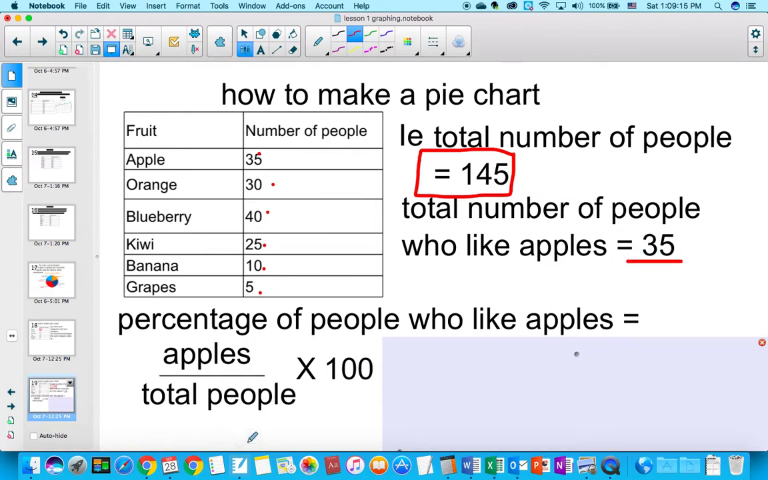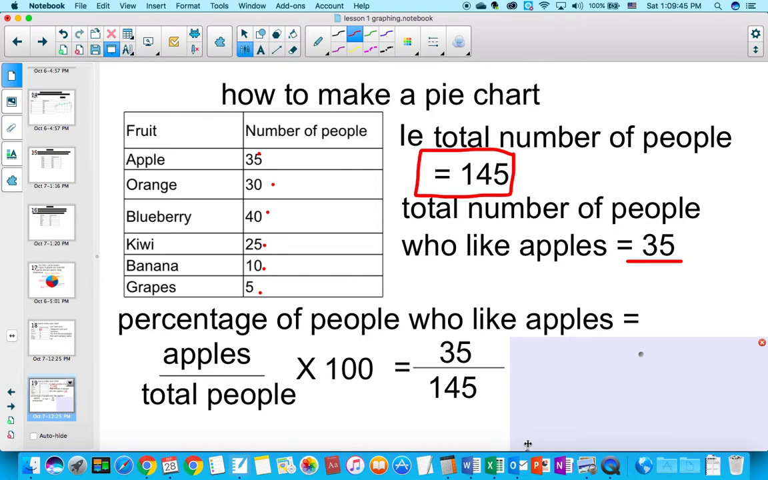So the way you get percentages, again, from probability as well as grade 7 review, is by first making a fraction. The number of people who like apples over the total number of people, times 100. So that's 35 over 145. Now don't simplify because you are trying to get a percentage. It's just an extra step if you wanted to, but there's no point.